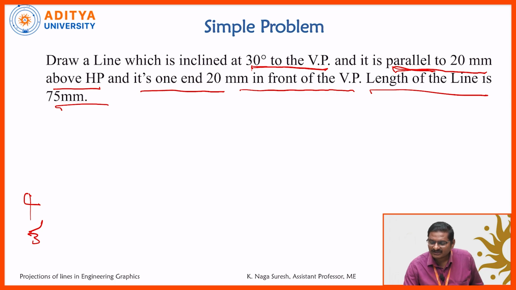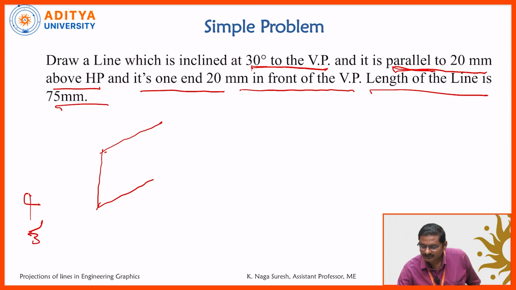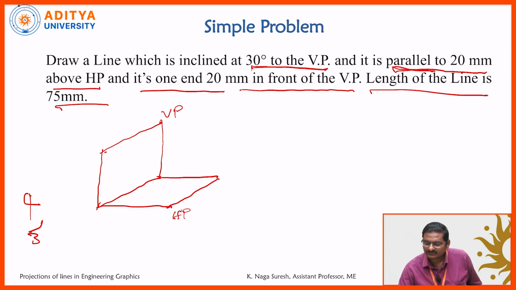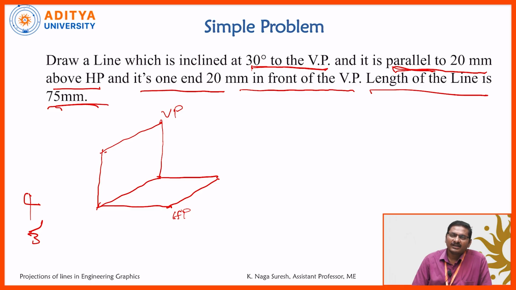So let's see the position in the 3D representation of the planes. This is the HP and this is the VP. The line is a 75 mm long line. Here two types of views take place. In one view we get the true length, and in the other view it appears as an apparent length. In this problem they have given the true length, 75 mm.